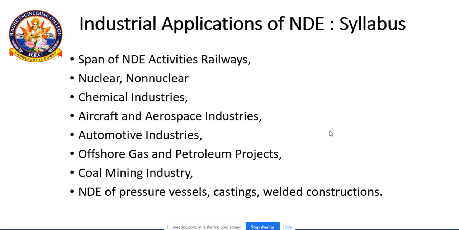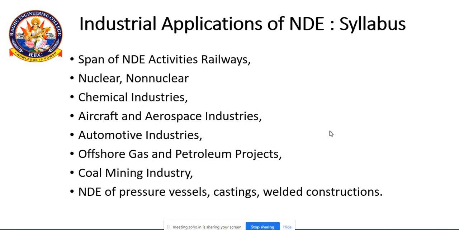The next one is the nuclear and non-nuclear industries. These come under the generation of power. In these industries, we have to check thoroughly and periodically, because in nuclear industries we are using atomic energy to produce power. Non-nuclear industries are like NTPC thermal power stations, where there are so many boilers, generators, and turbines. Those turbines also we have to check periodically. The next one is the chemical industries. You know about the chemical industries.